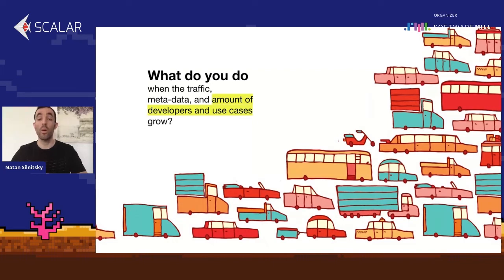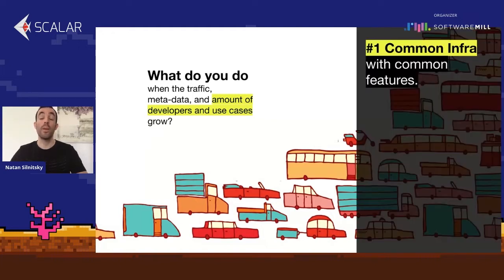So I want to share with you the key lessons that we learned. And we'll start off with lesson number 1 about common infrastructure. And this relates to the fact that we have a lot of developers working and they have a lot of use cases, and we want them to work and develop fast and not think about the Kafka boilerplate, and support them with the features that they request.